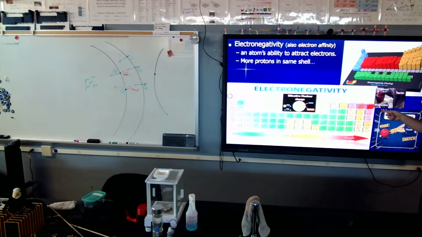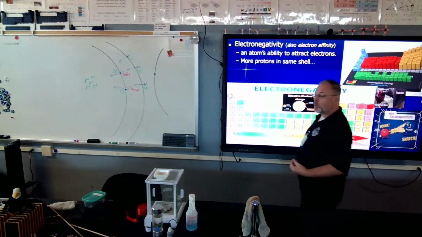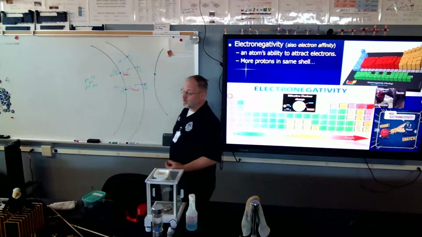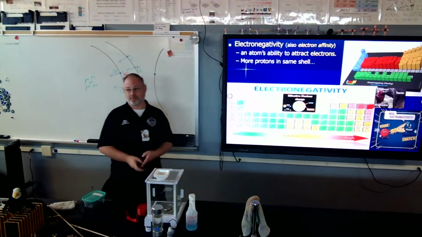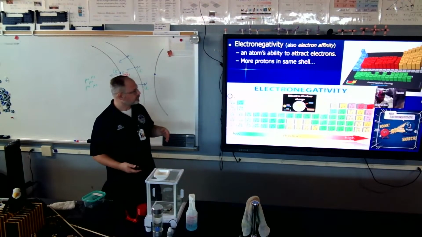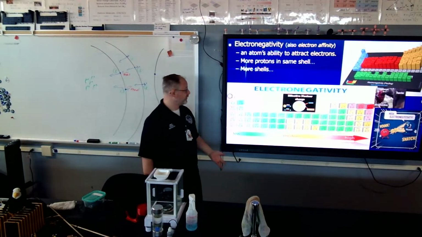Chlorine's got 17 protons, but it's shielded by 10 electrons. So in general, as you move across the periodic table, you are adding protons, but they are shielded by the exact same effect across the table. And then as you go down the periodic table, you're adding whole new shells of shielding.